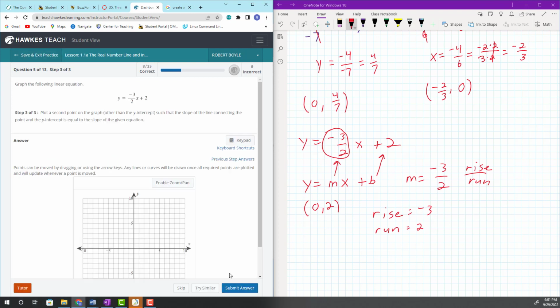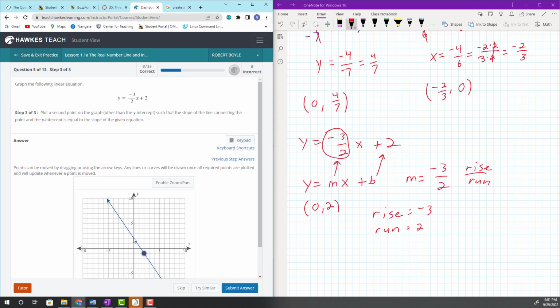For the next one, we want to plot one additional point, and this is what we can do. Remember, our y-intercept is going to be the point 0, 2. There it is. We know what our slope is, -3/2. We have a rise of -3 and a run of 2. So we can start at our y-intercept, which is right there. We can go down 3, rise of -3, 1, 2, 3. Run of 2, which is always along the x-axis, 1, 2. That should be our second point.